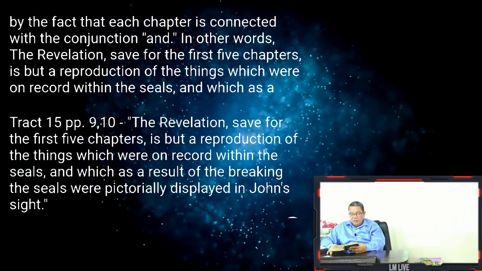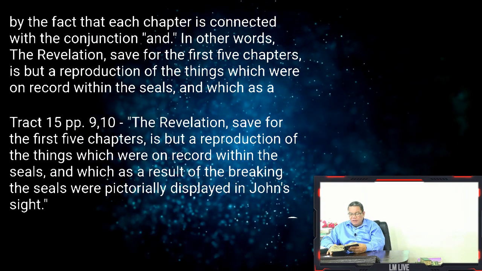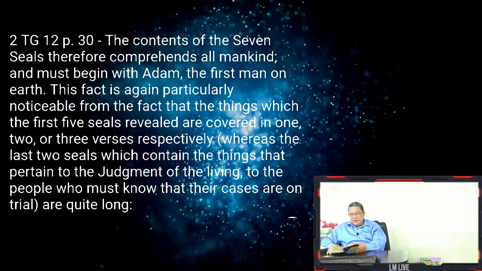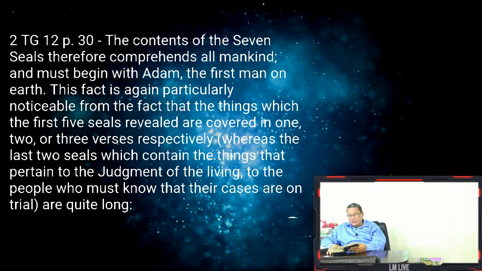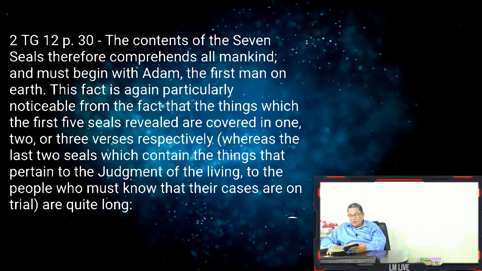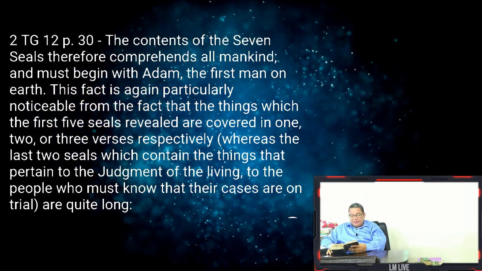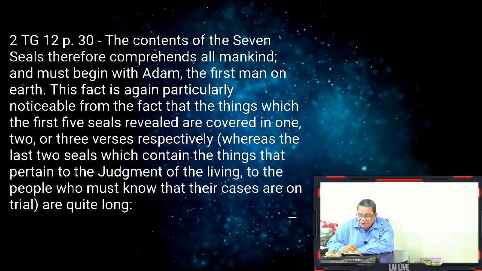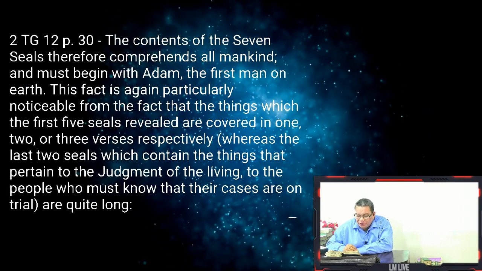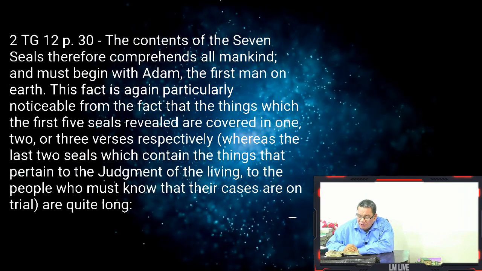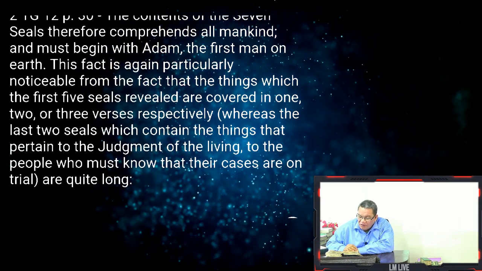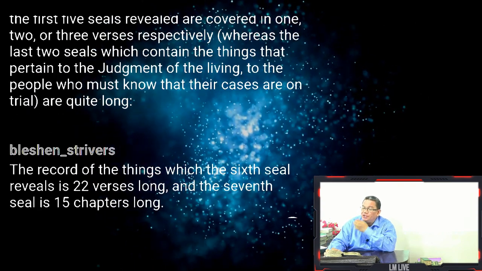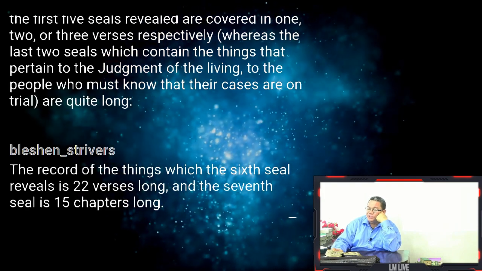This fact is again particularly noticeable from the fact that the things which the first five seals revealed are covered in 1, 2, or 3 verses respectively, whereas the last two seals, which pertain to the judgment of the living, to the people who must know that their cases are on trial, are quite long. The record of the things which the sixth seal reveals is 22 verses long, and the seventh seal is 15 chapters long.